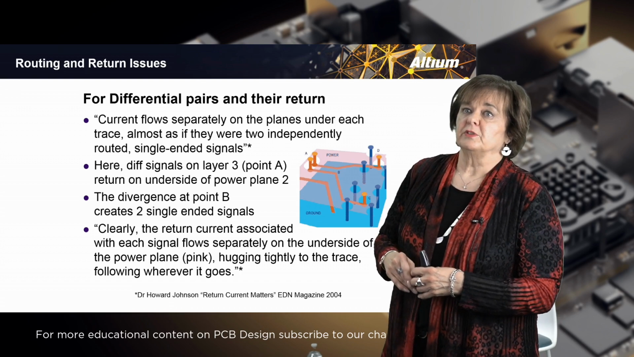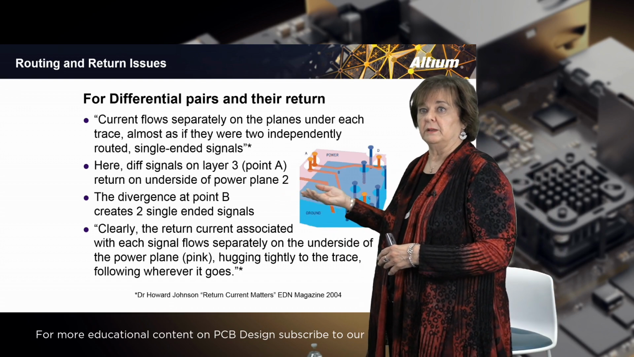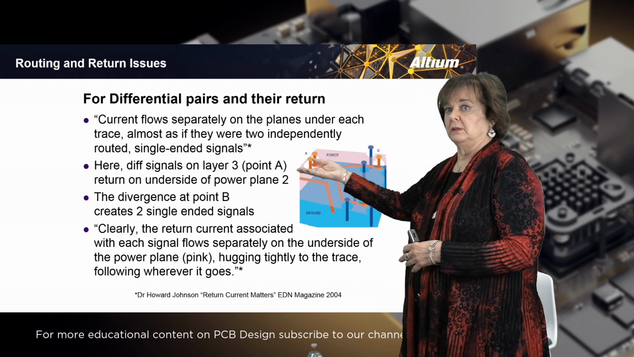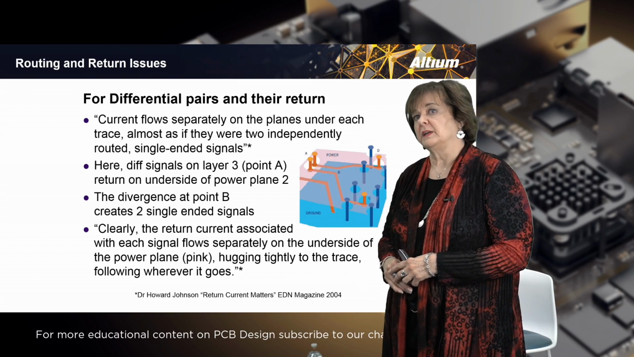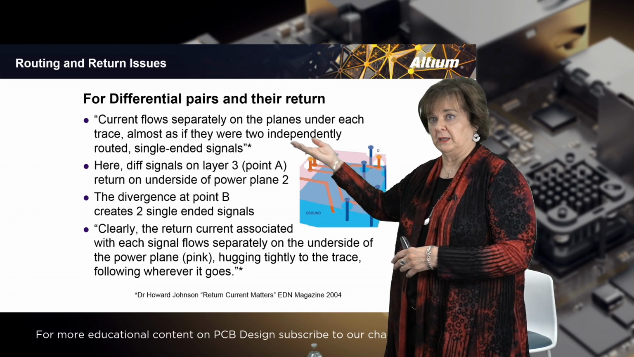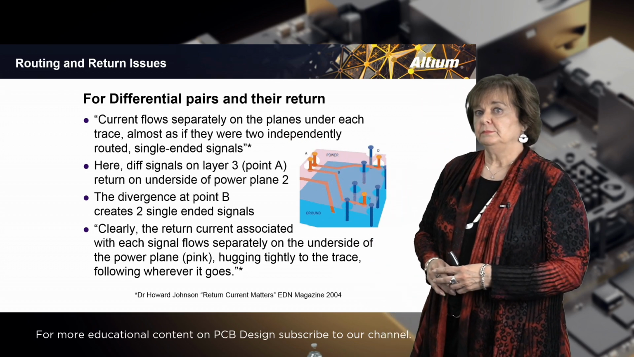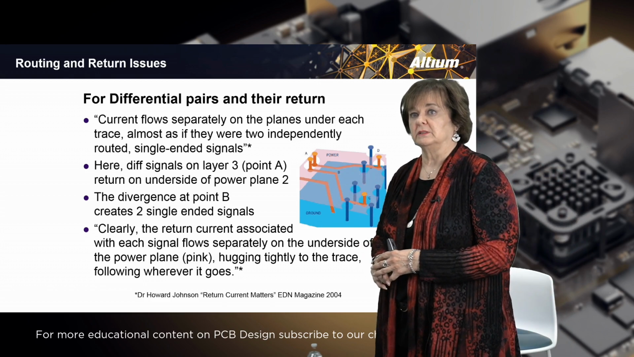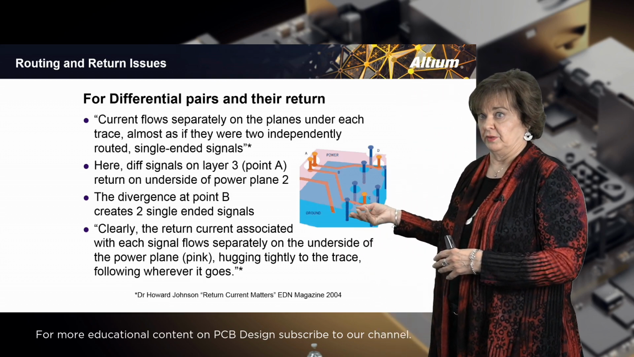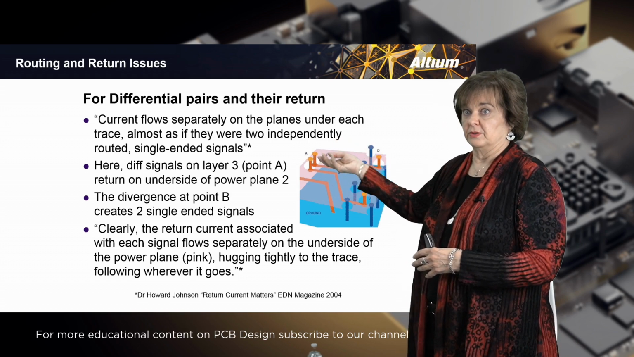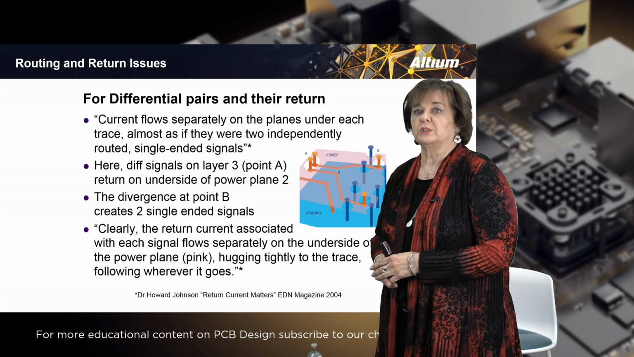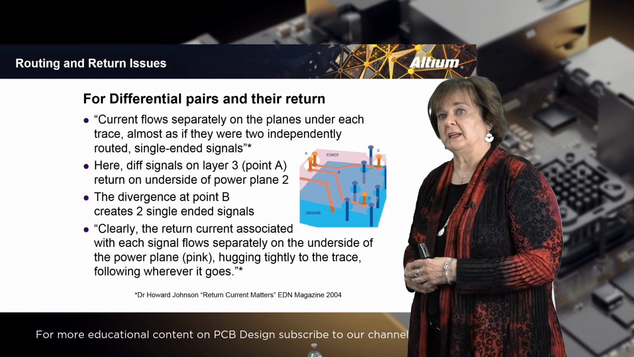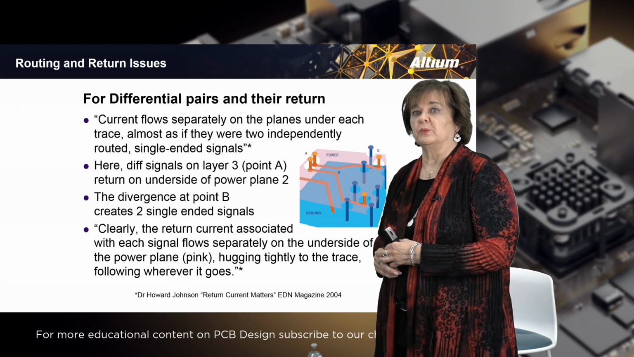Here, the differential signals are on layer 3, the red that you're looking at, and point A is back in here. Return is on the underside of the power plane on layer 2, which is the pink layer right in here. The divergence at point B, which is here, is where it creates two single-ended signals that go into these devices over here. Here's one of them, and here's the other one over here. Clearly, the return current associated with each signal flows separately on the underside of the power plane, pink, hugging tightly to the trace, following wherever it goes.